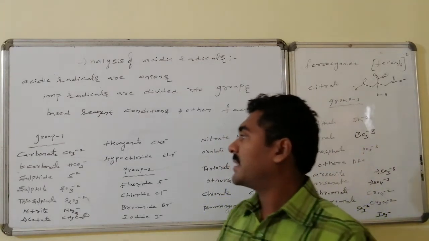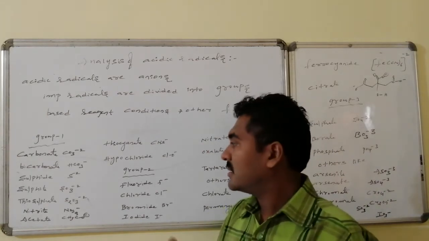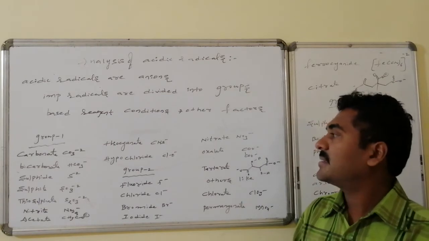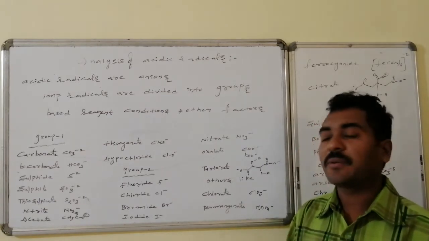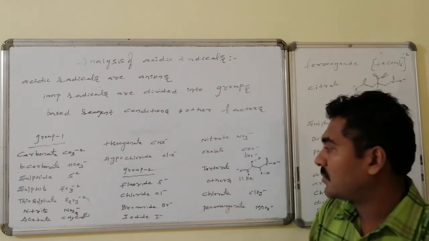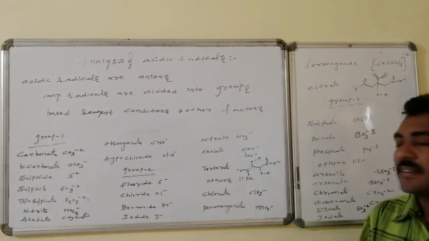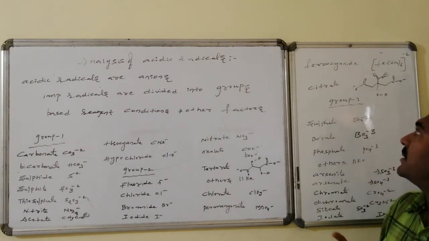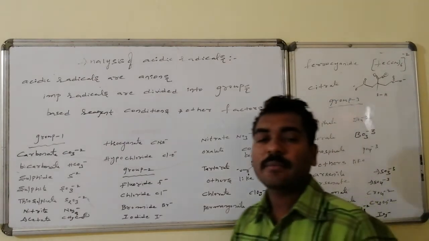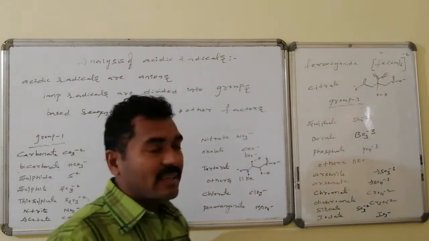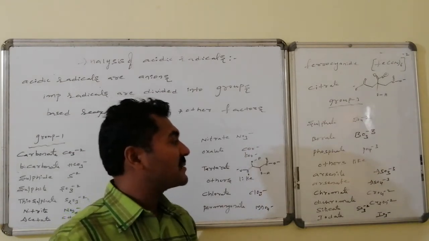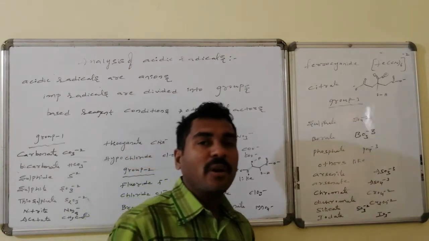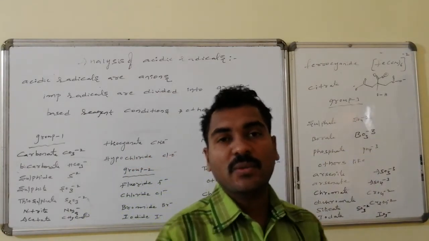Group 1 consists of carbonate, bicarbonate, sulfide, sulfite, thiosulfate, nitrite, acetate, followed by thiocyanate, followed by hypochlorite. Group 2 consists of fluoride, chloride, bromide, iodide, nitrate, oxalate, tartarate, others like chlorate, permanganate, ferrocyanide, citrate as examples for group 2. Group 3 consists of sulfate, borate, phosphate, others like arsenite, arsenate, chromate, dichromate, silicate, iodate, which fall under group 3.